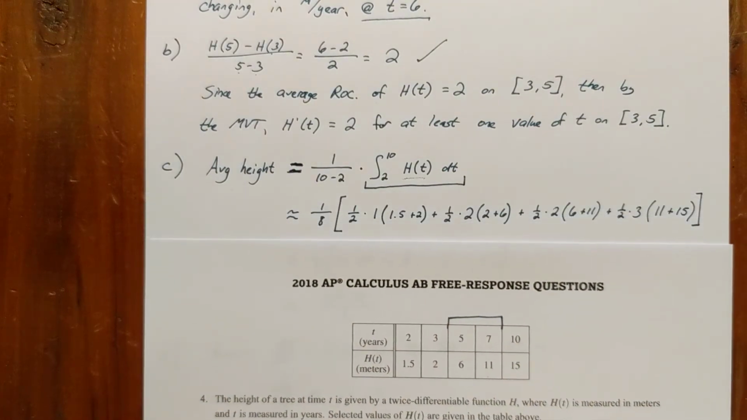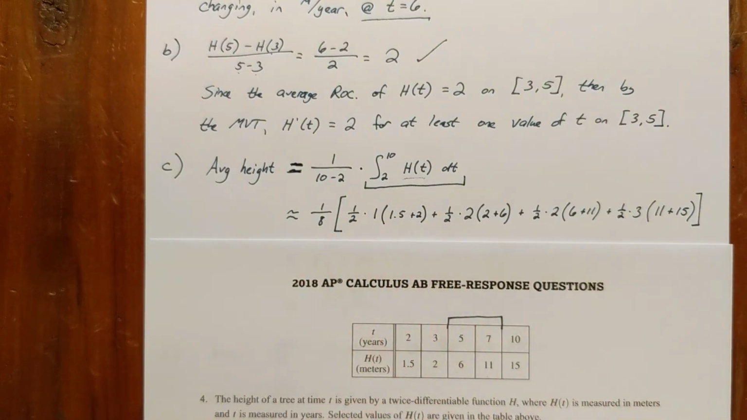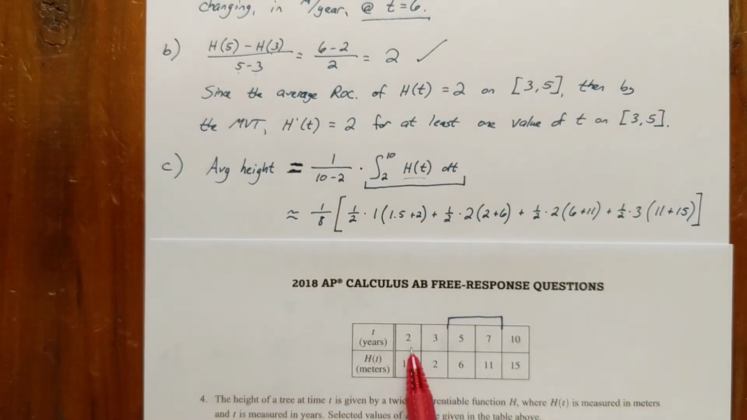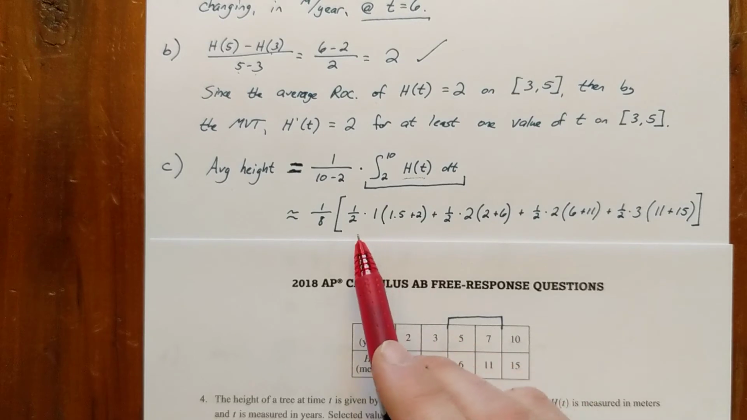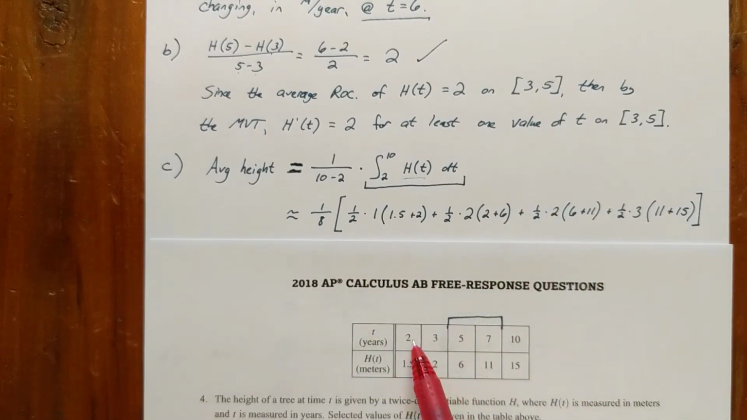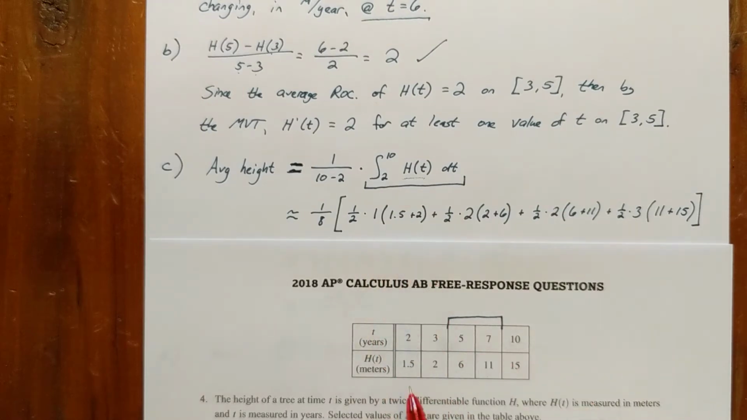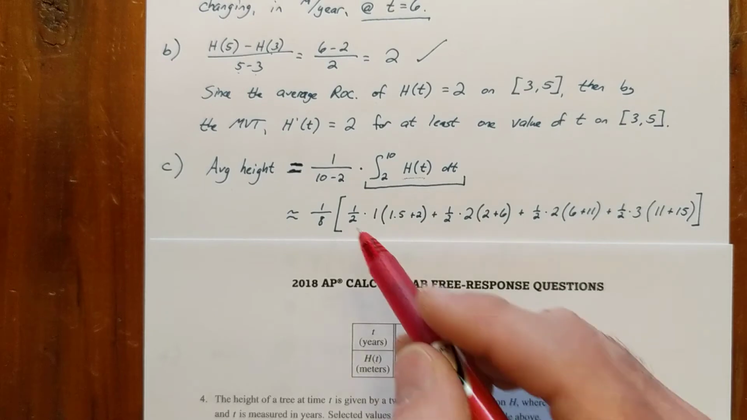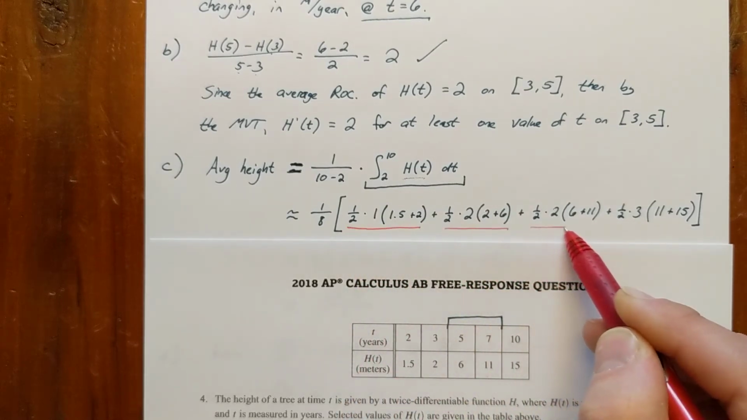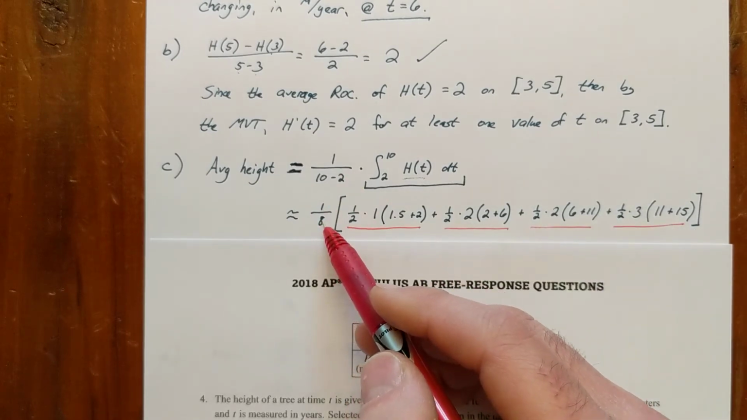So the 1 over 10 minus 2 is going to get us a 1/8. And then what I did here is start coming up with the areas of each of the 4 trapezoids. Every trapezoid starts with a 1/2. You'll notice I used that in all 4 spots. The first trapezoid from 2 to 3 has a height of 1, and there's the sum of its 2 bases, 1.5 plus 2. And I did that same thing with all 4 of the trapezoids, looking something like this. And again, don't forget the 1/8 out in front.